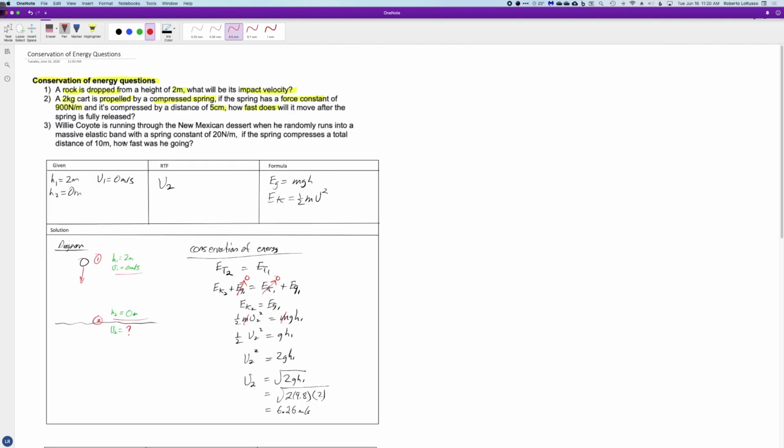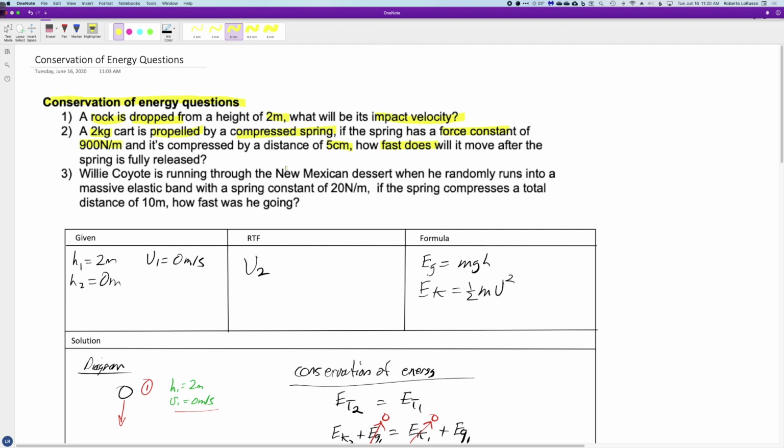And finally, the last question. Wile E. Coyote is running through the New Mexican desert when he randomly runs into a massive elastic band. Okay, so elastic band, that's a clue. That's going to be spring potential energy. Also a clue, it says spring. And it has a spring constant of 20 newtons per meter. If the spring compresses a total of 10 meters, how fast was he going?